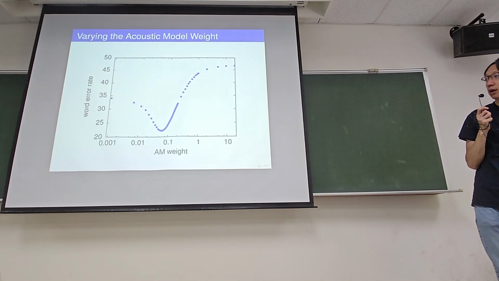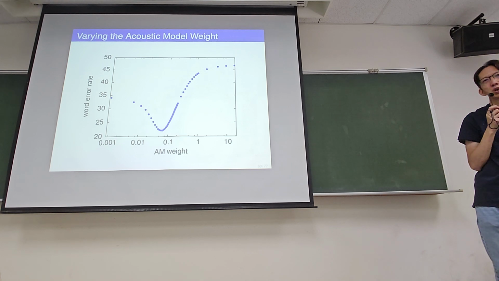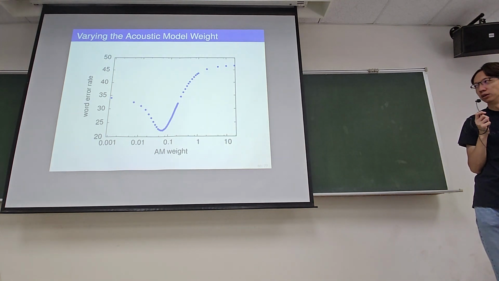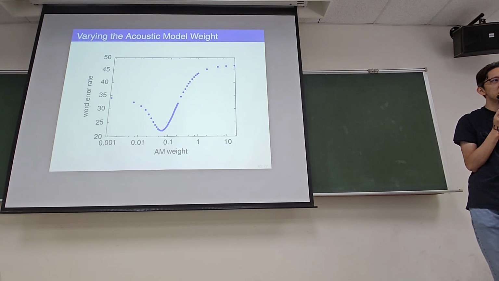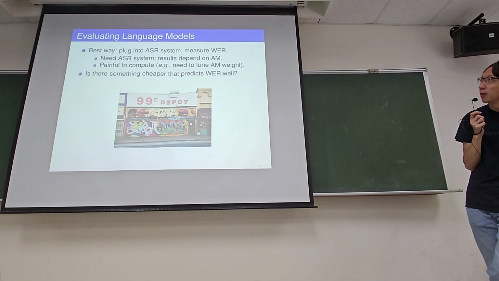There is a plot where you can tune that parameter and see the word error rate differences. There's always a sweet spot: too little is bad, too much is bad. Somewhere in the middle is the proper setting for big databases.